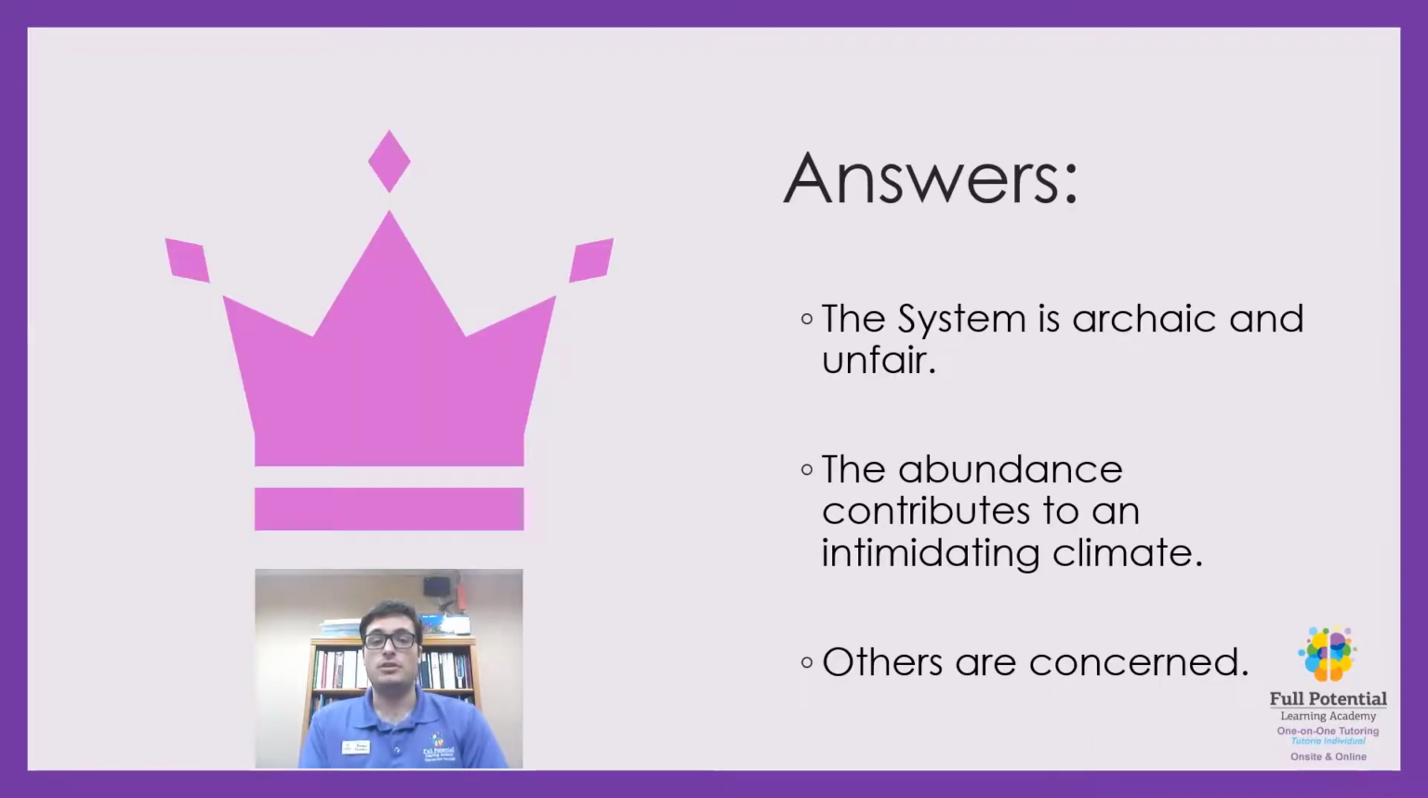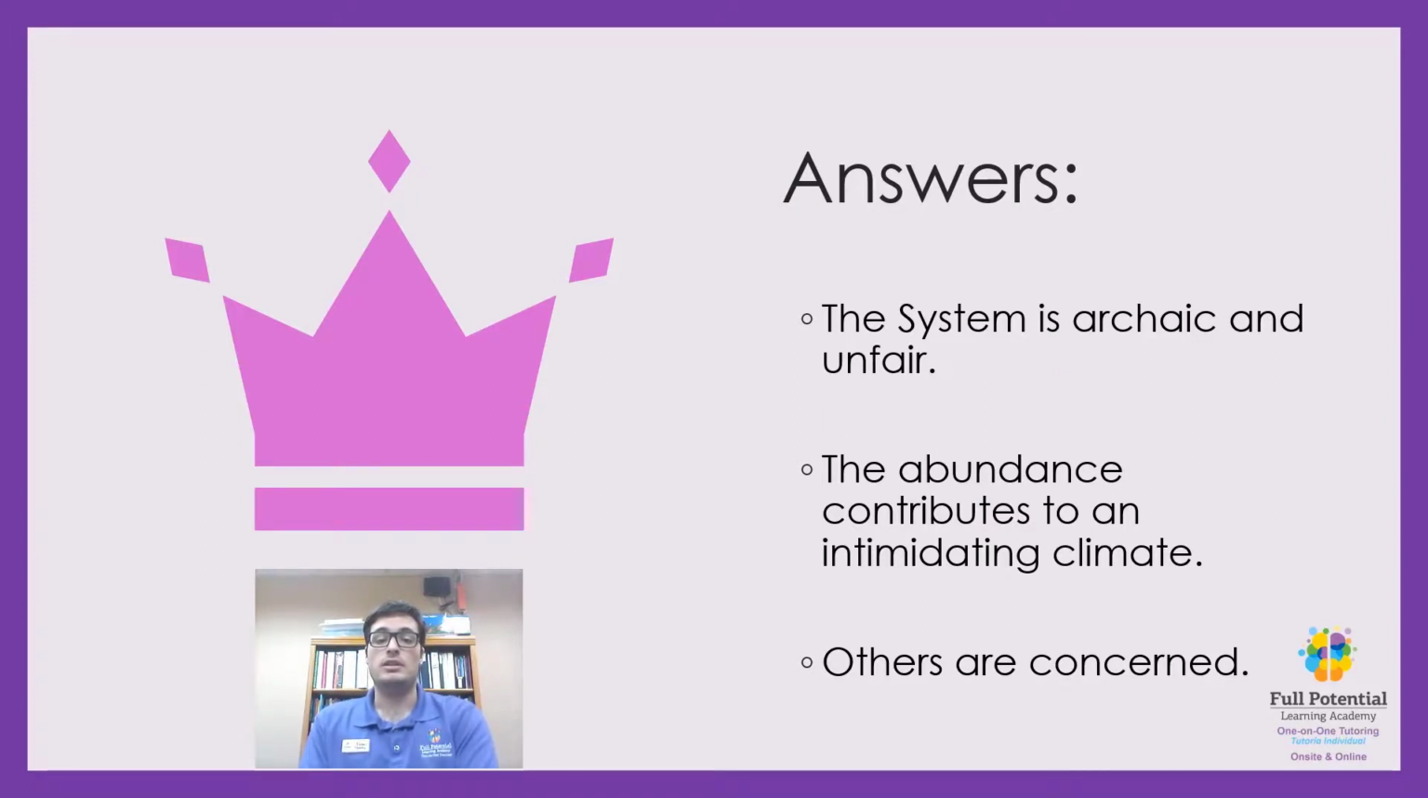Here are the answers to the previous sentences and how to best trim them. The first one, the system is archaic and unfair. While the sentence talks about politicians and could be mistaken for that being the subject, the sentence subject is actually the system, which is archaic and unfair, and we change are to is. The second sentence, the abundance contributes to intimidating climate, while it talks about the companies and their failures, what really leads to an intimidating climate is the abundance of those companies and failures.